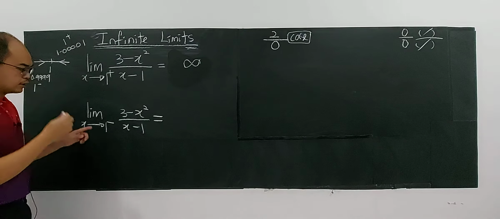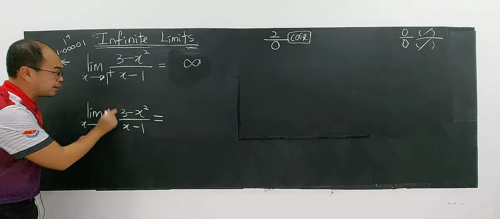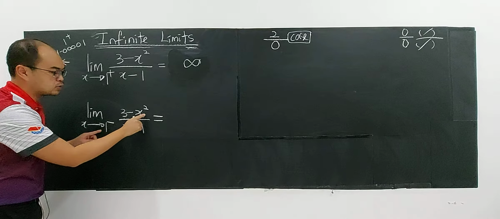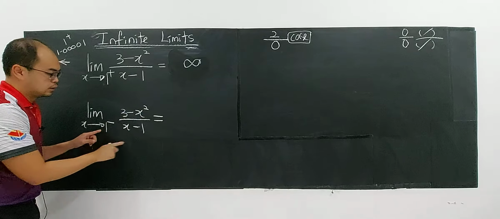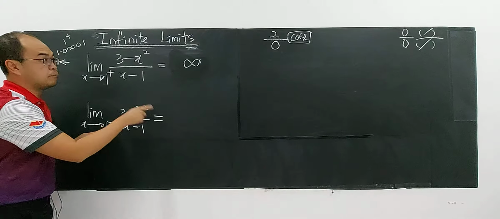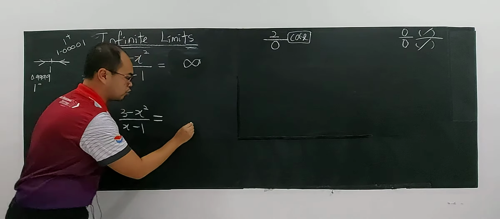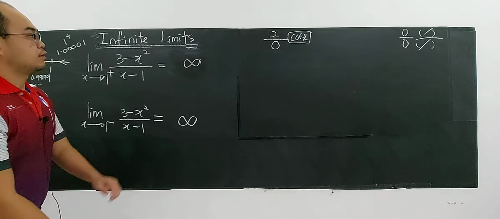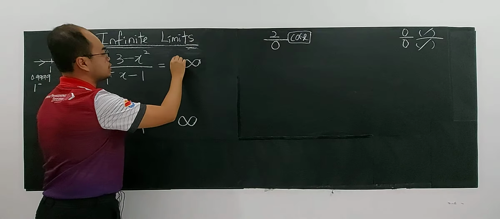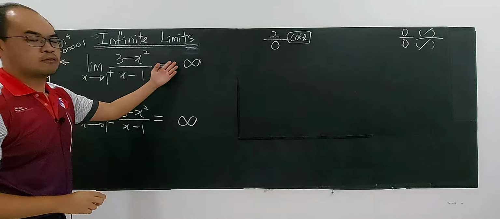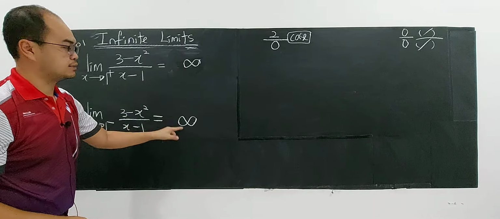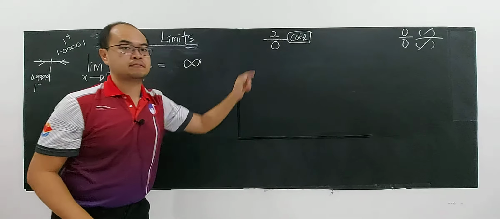This one is also the same. You don't consider the 1 minus or 1 plus. You just directly substitute. 3 minus 1 squared, you're getting 2. 1 minus 1, you're getting 0. A number over 0. Okay, that's the answer, infinity. But you have to decide positive or negative. I don't know yet, but I know the answer is infinity if this is the case.